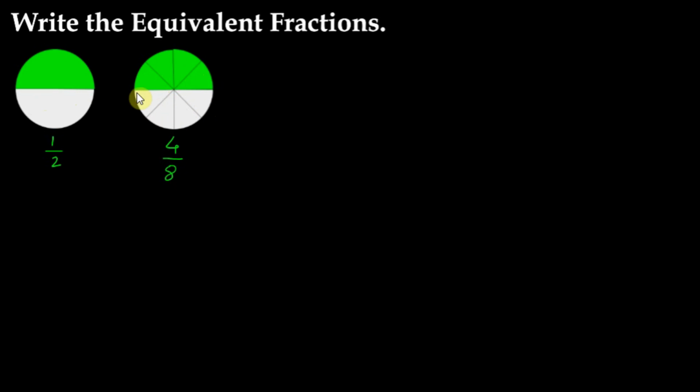Now each circle is divided into different parts, and the number of shaded parts is also different. Yet, the shaded part represents the same part of the whole. Hence, 1/2 equals 4/8, which means 1/2 is equivalent to 4/8. Now you can pause this video and write the equivalent fractions for these shapes.